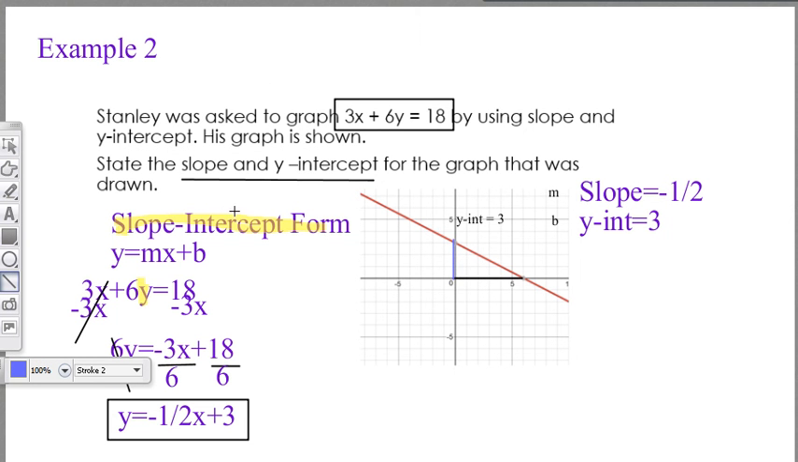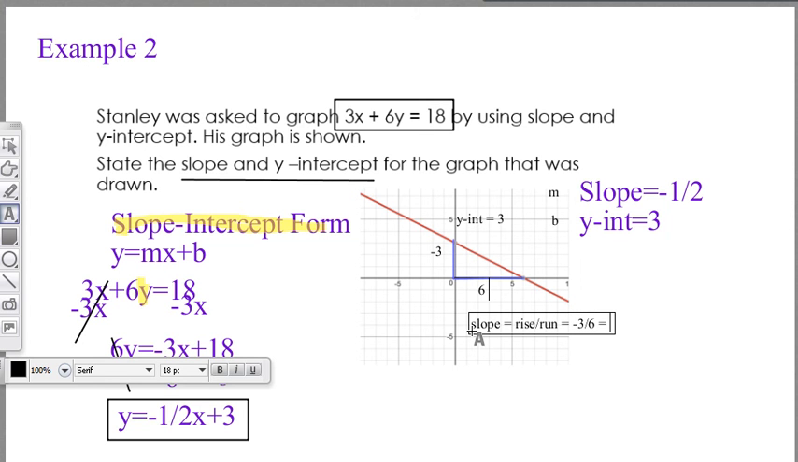So my rise over run, remember that slope? My rise here, I went down 3. So I'm going to use a -3 to indicate that I went down. And I'm going to the right, or in the positive direction. If we count those spaces, we're going over +6. So slope is rise over run. In this case, we went down 3 and over 6, and that would simplify to -1/2.